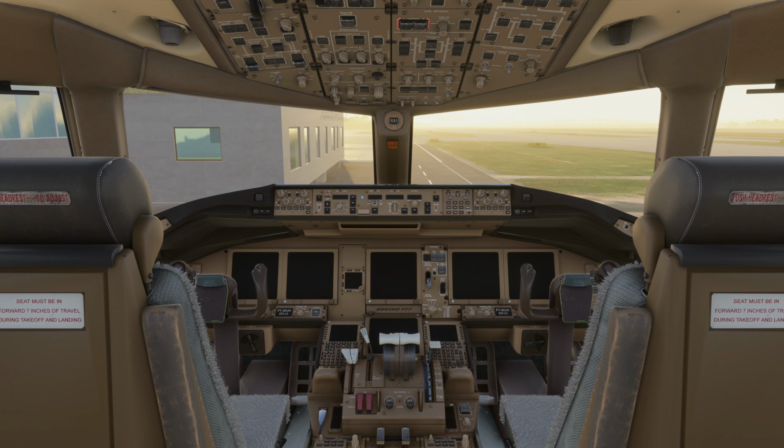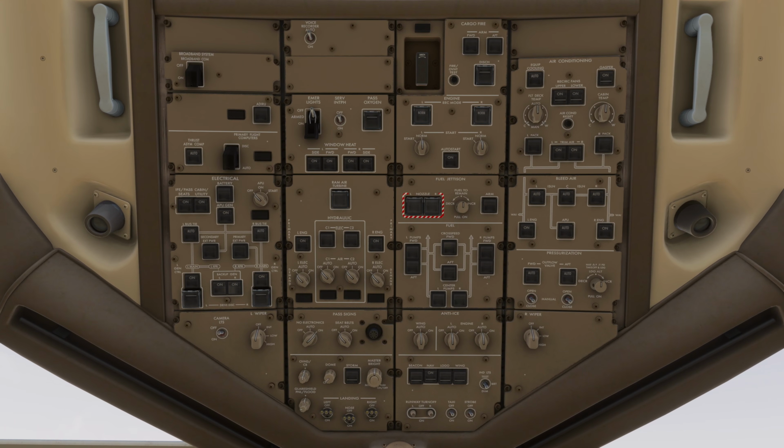So you want to move to your overhead panel and make sure that packs are off, and in case the ACU is going to be connected, you need to turn recirculation fans to off. I'm going to explain to you very soon what this does.